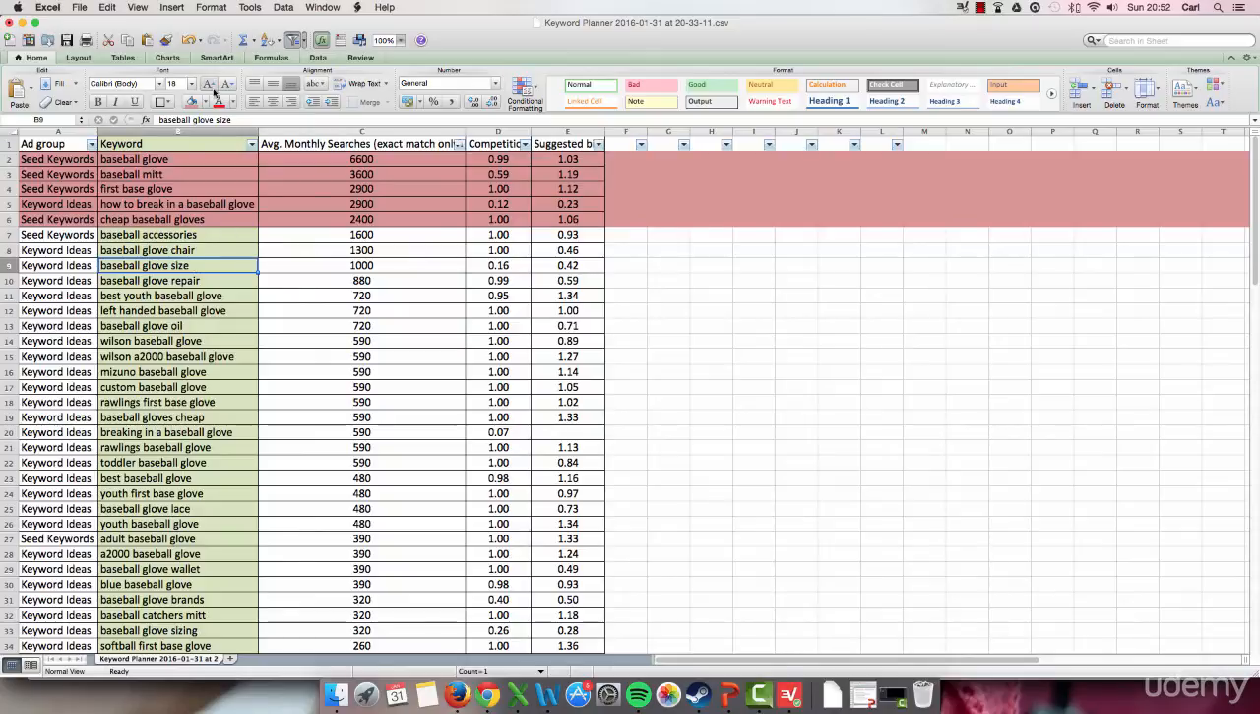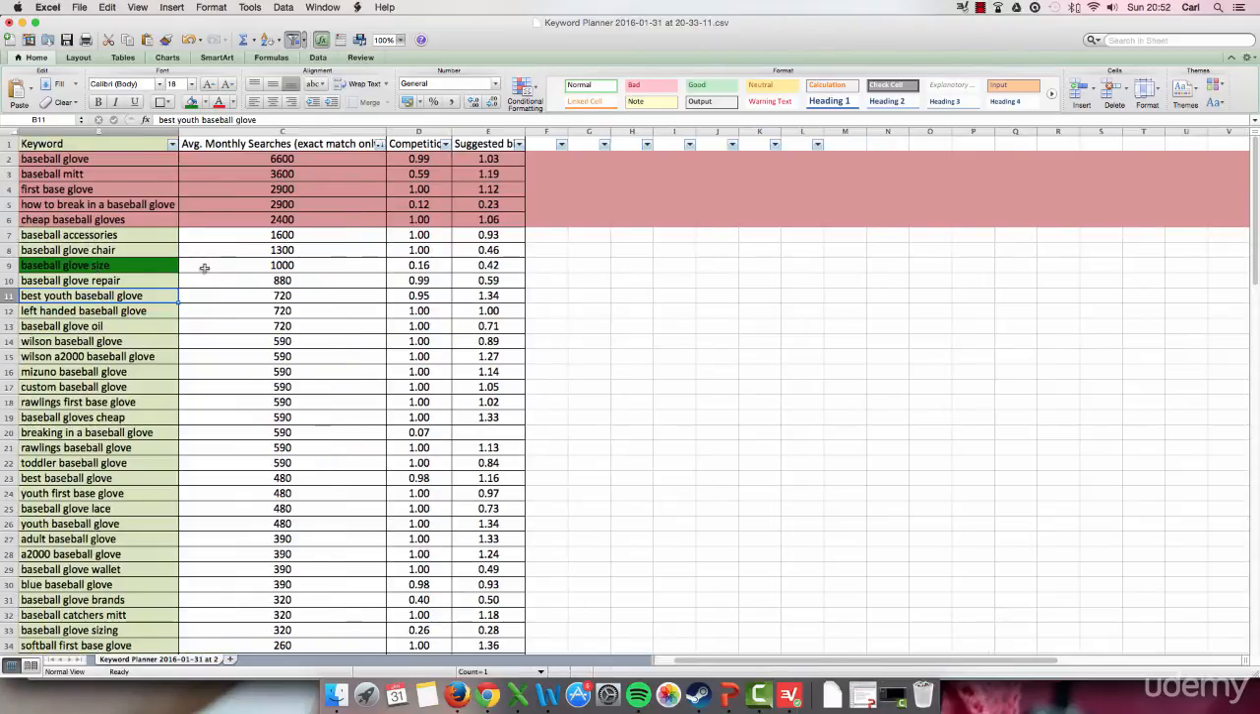So I'm going to go through these and highlight any that seem particularly good. And I'm going to highlight them in a nice green colour like that. It doesn't hurt our eyes too much. So baseball glove size. This is a really good one. Best youth baseball glove. I'm going to highlight this because it's a long tail keyword.